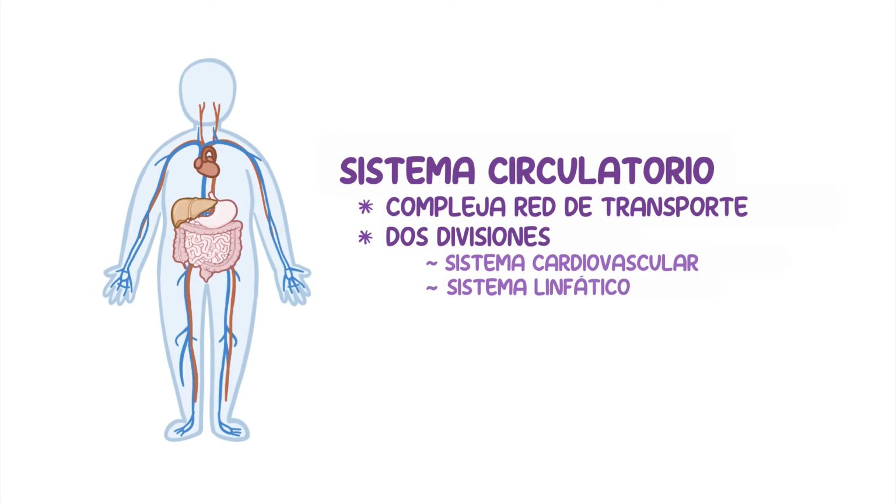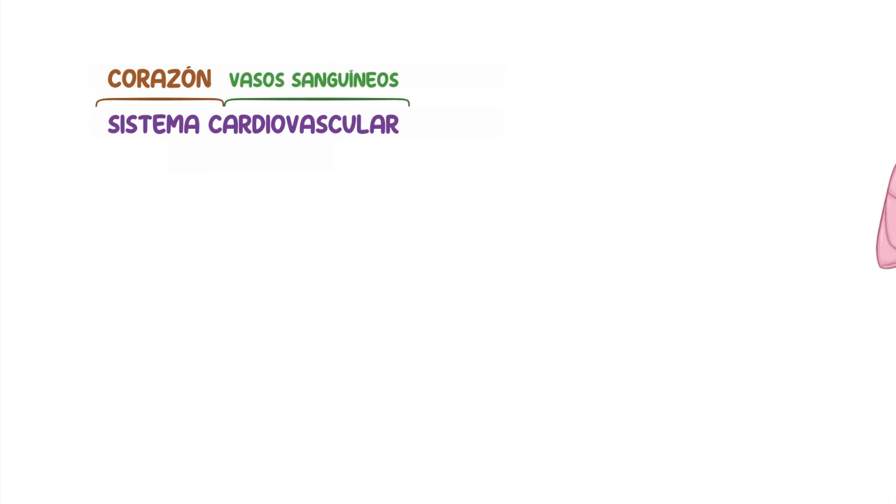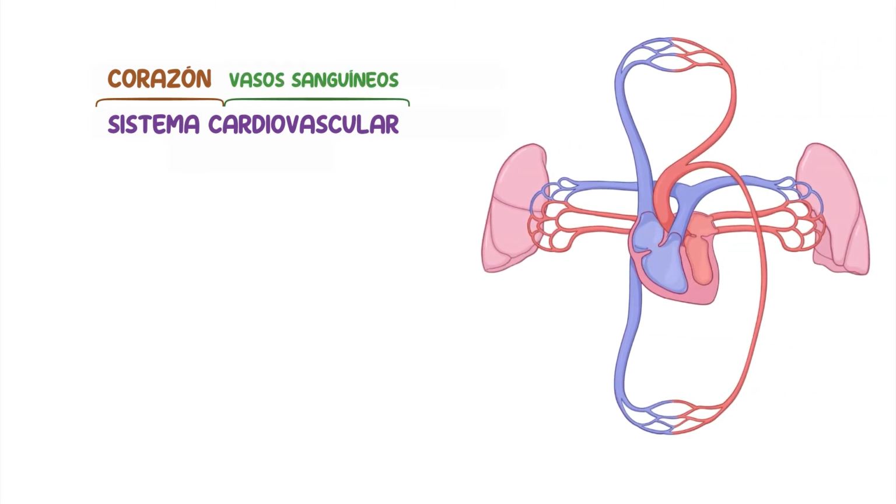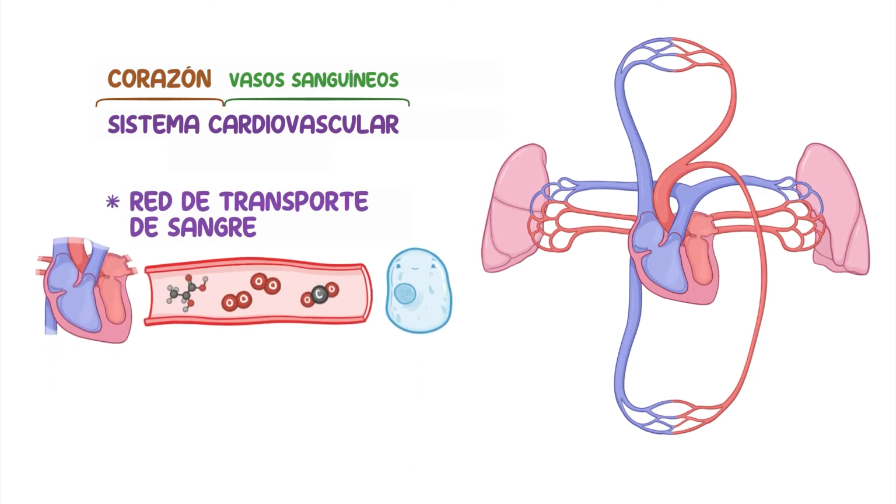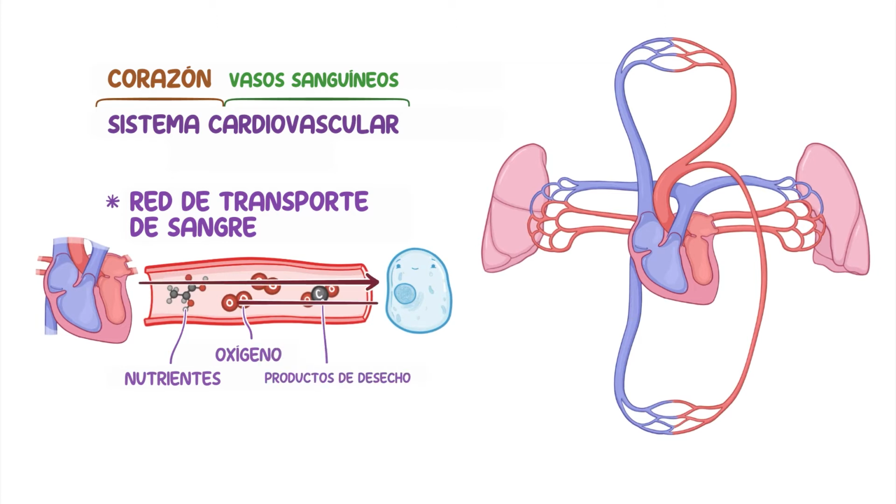Now, let's get our blood flowing and focus on the cardiovascular system. The term cardiovascular can be broken down into cardio, meaning heart, and vascular, meaning blood vessels. So, the cardiovascular system consists of the heart and blood vessels, which together make up the blood transportation network of the body that carries nutrients, oxygen, and waste products to and from cells.